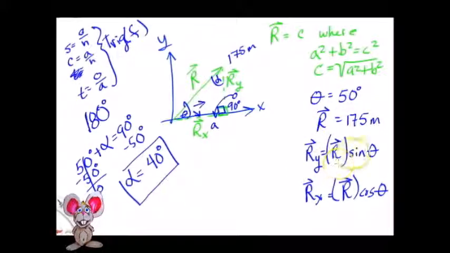We know that r sub y is equal to r multiplied by sine theta, and that r sub x is r multiplied by cosine theta. So these are some new rules you're going to have to throw in your toolbox. Some new tools, I should say, that you need to throw in your new rule box. There you go. And so now what we're going to do is just go ahead and plug and chug.